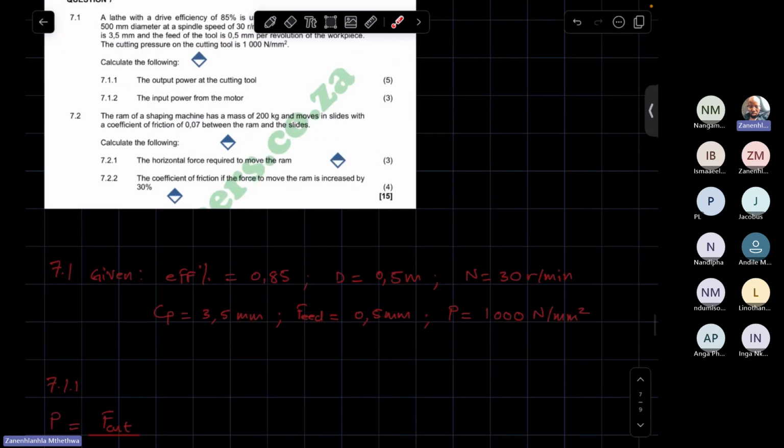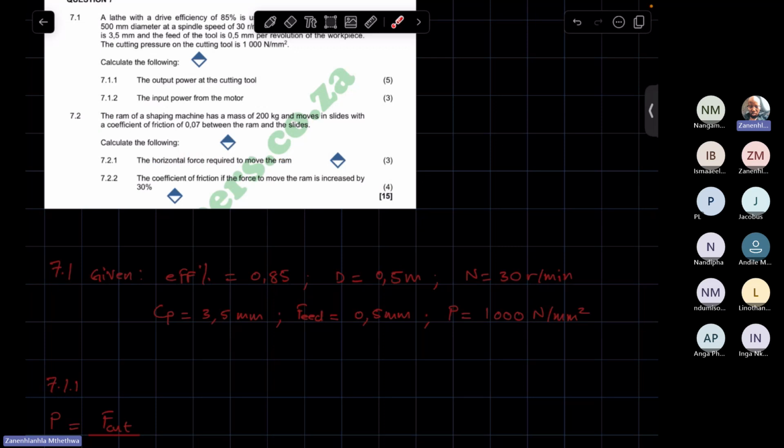Right? Now this one I did because sometimes when you panic, you make very silly mistakes that could have been avoided had you just been in a state of calm. That's the only reason I did this one, because even this one is pretty straightforward. It is based on the ram of a shaping machine. It has a mass of this and slides with a coefficient of friction of that between the ram and the slides. The question is: calculate the horizontal force required to move the ram.